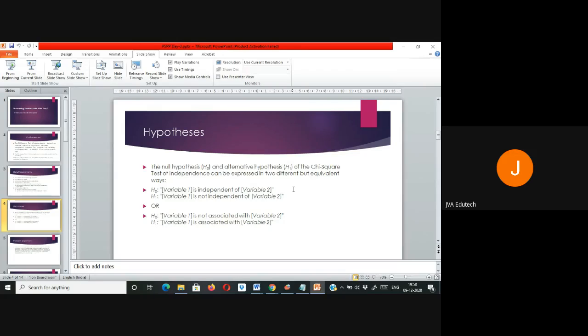So first, the null hypothesis will say that there is no association between variable 1 and 2, and the alternate hypothesis will say that there is association between variable 1 and 2. Or you can write it that variable 1 is independent of variable 2, means not associated, or for the alternate you can write variable 1 is not independent of variable 2, which means there exists some association.